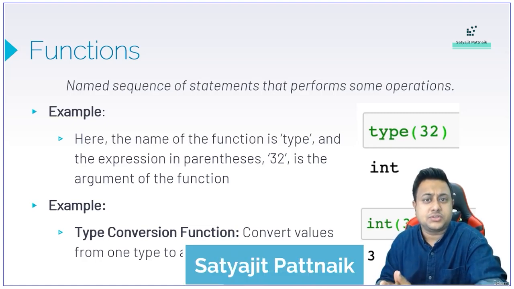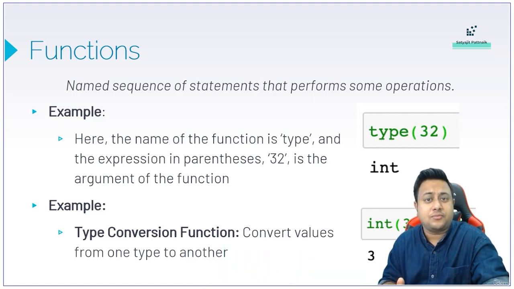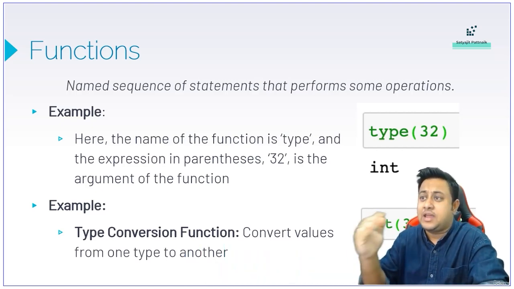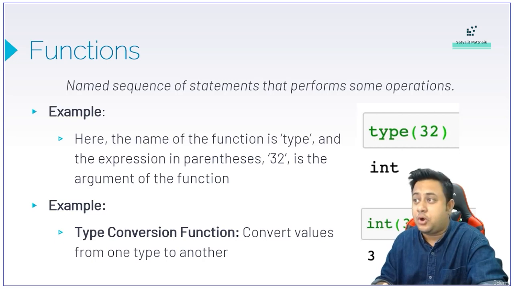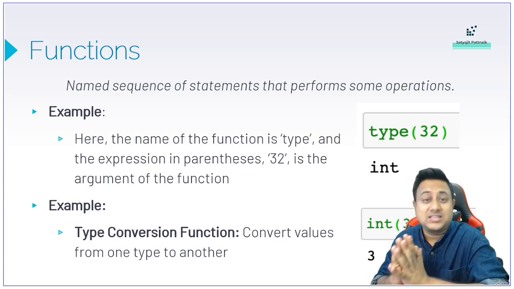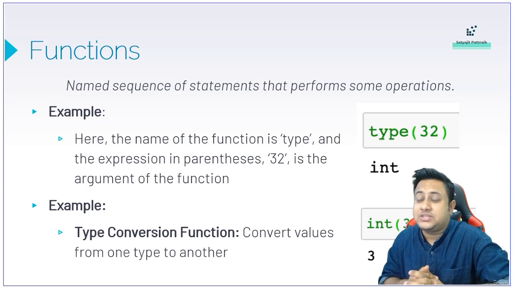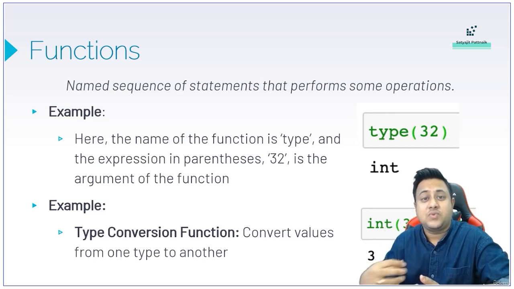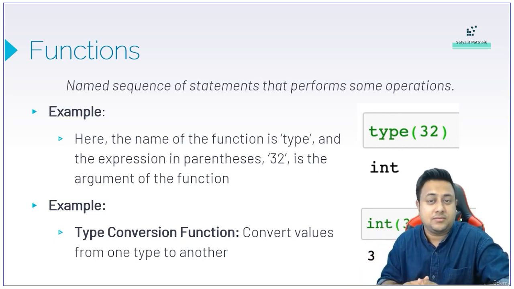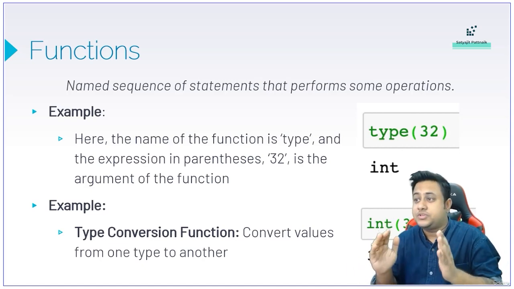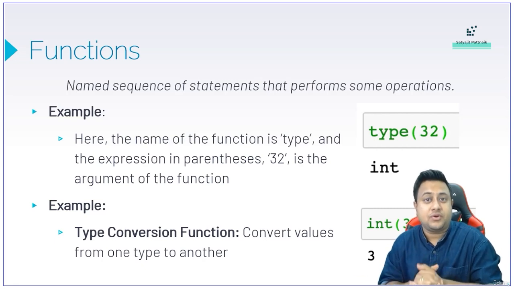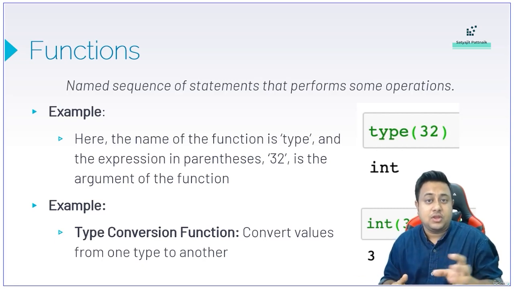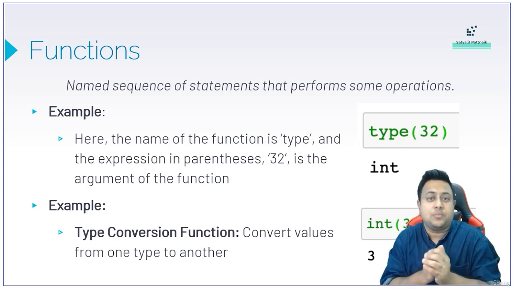Now, what are functions and how many types of functions do we have? Well, functions are named sequences of statements that perform some operations. Example, here the name of the function is type when we have used type of something. Now here type is a function, one of the predefined functions in Python. Here the name of the function is type and the expression in parenthesis, which is 32, is nothing but the argument of the function. So there are two attributes, your function name and your arguments.